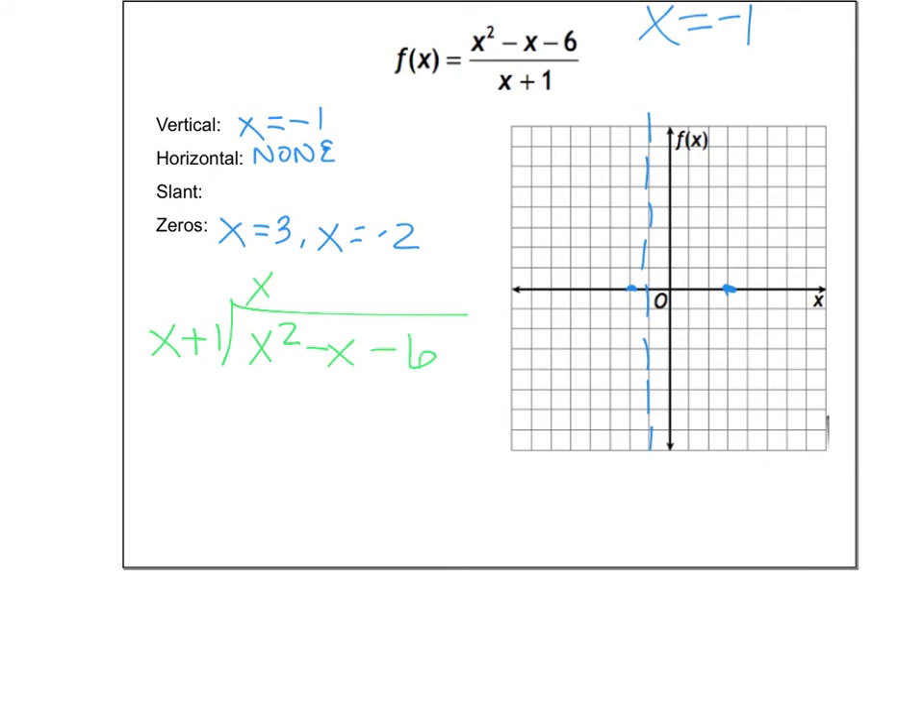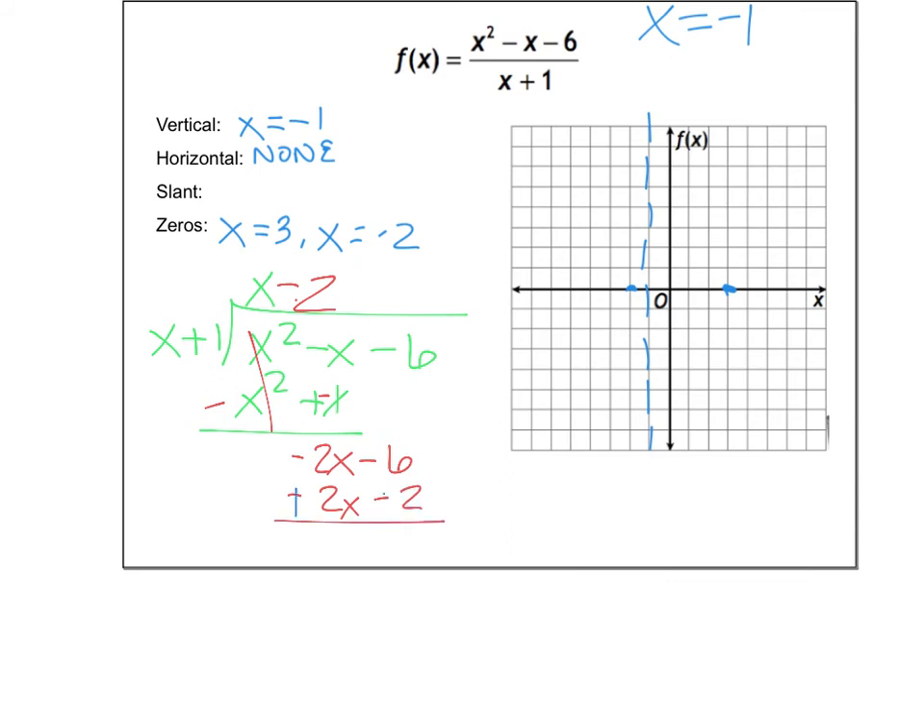So we get x times x is x squared, x times 1 will give us x. I'm going to switch those signs so I can subtract and cancel. So I have negative 2x minus 6. So x divides into negative 2x to leave me with a negative 2. Negative 2 times x will give me negative 2x. Negative 2 times 1 is negative 2.